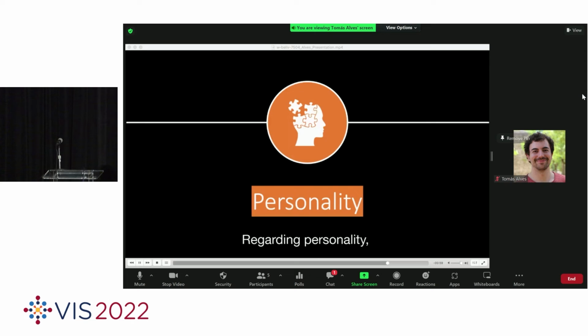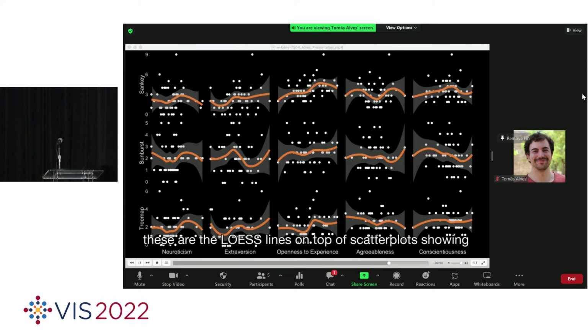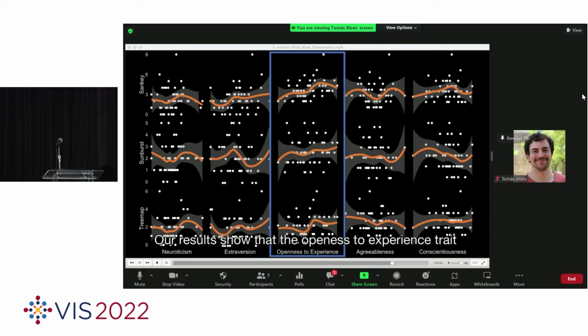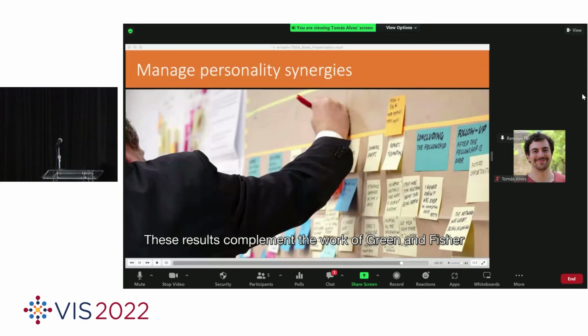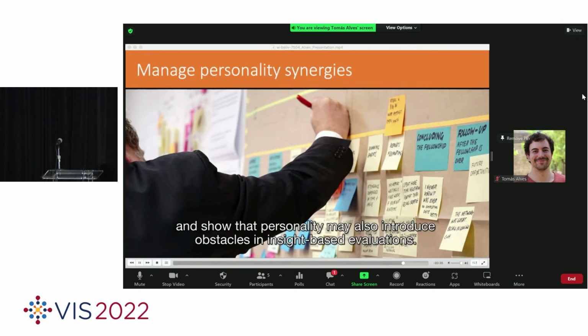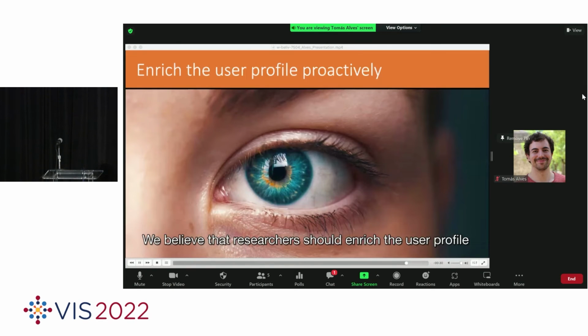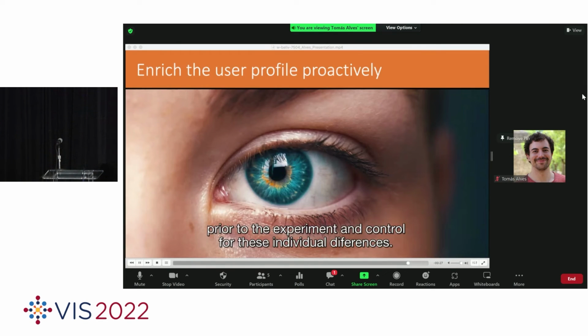Regarding personality, these are the lowest lines on top of scatter plots showing the distributions of number of reported insights per chart type. Our results show that the openness to experience rate has significant effects on the number of insights that people reported. In particular, it is a positive influence, meaning that as people have higher openness to experience scores, they will report more insights. These results complement the work of Green and Fisher and show that personality may also introduce obstacles in insight-based evaluations. We believe that researchers should enrich the user profile prior to the experiment and control for these individual differences.